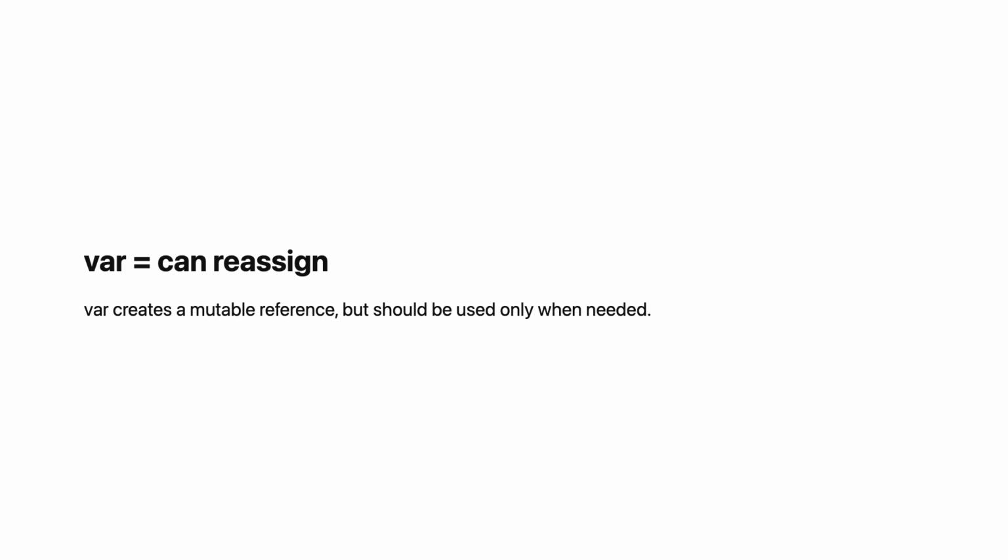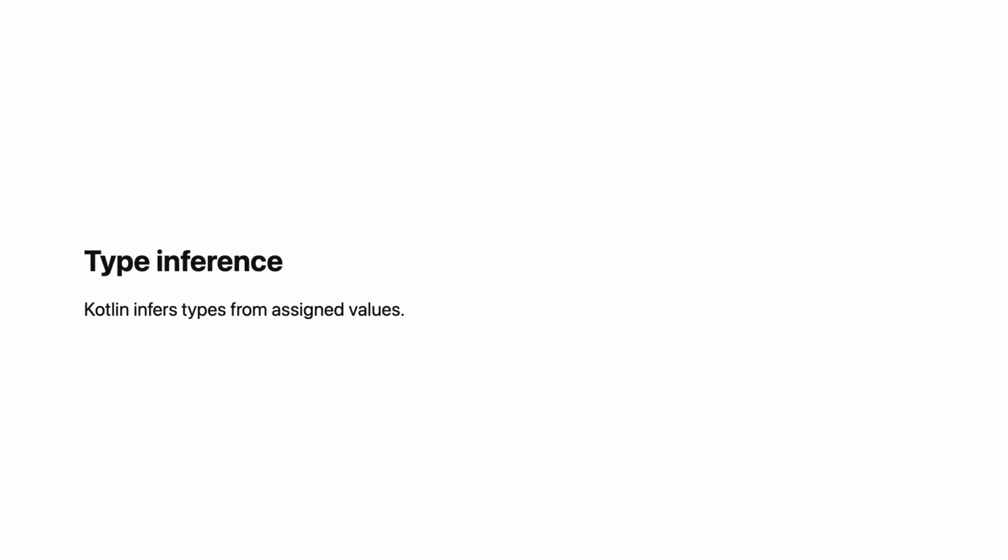Kotlin infers types when possible. val name = "Alice". What type is name? String. The compiler knows because you assigned a string literal. val count = 42. Type is Int. The compiler infers it. You do not need to write val name: String = "Alice". The type is obvious from the value.